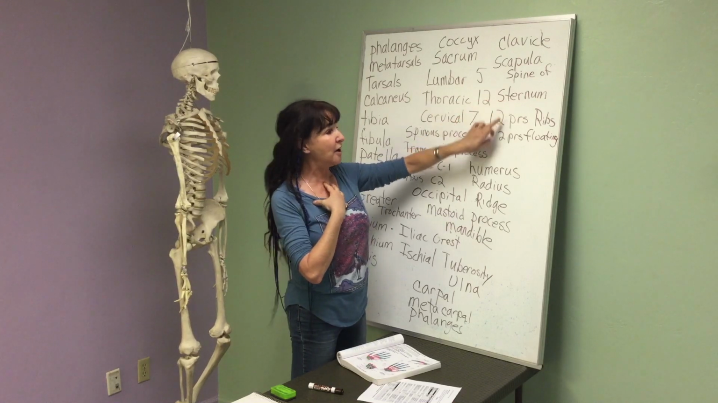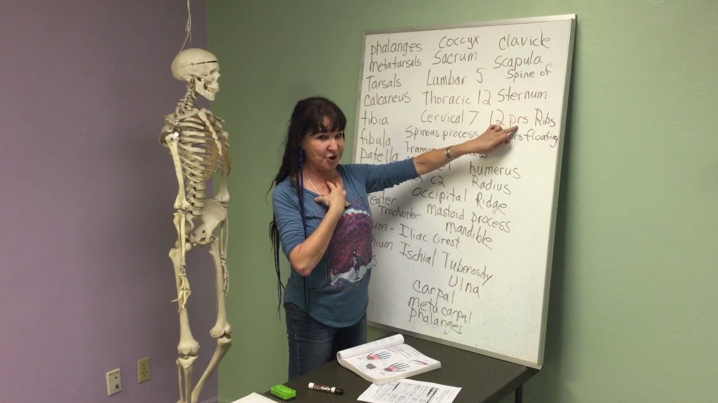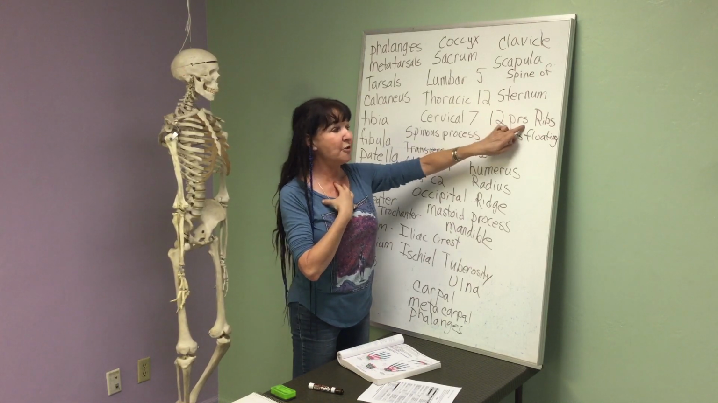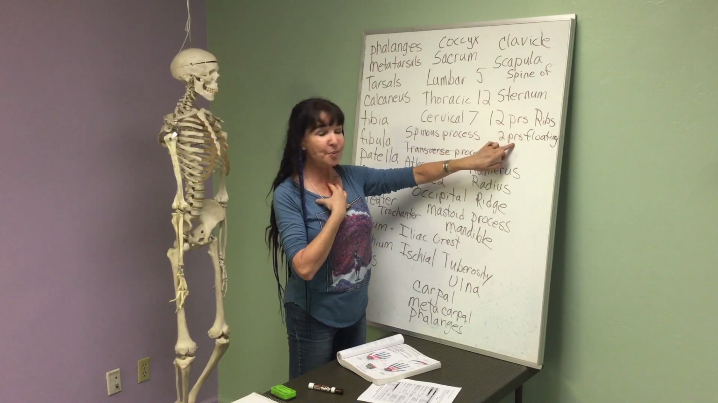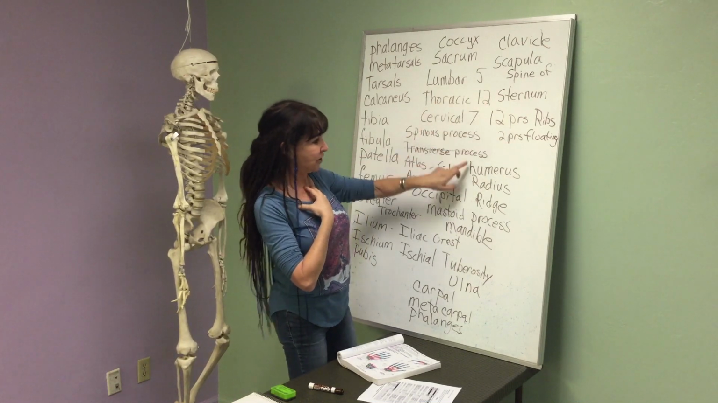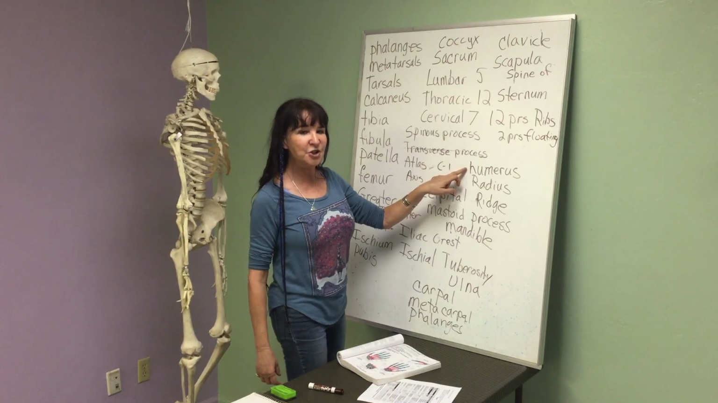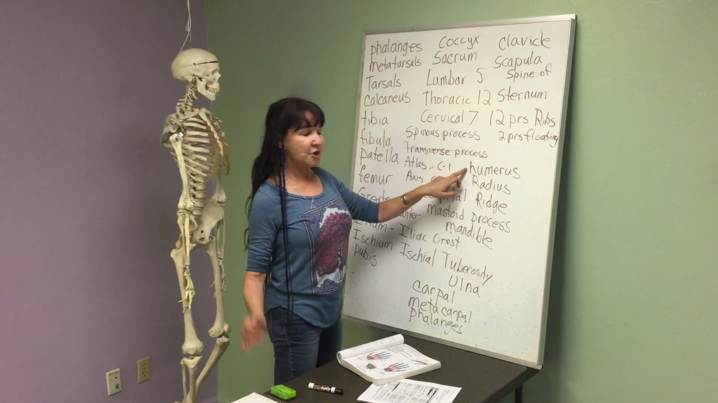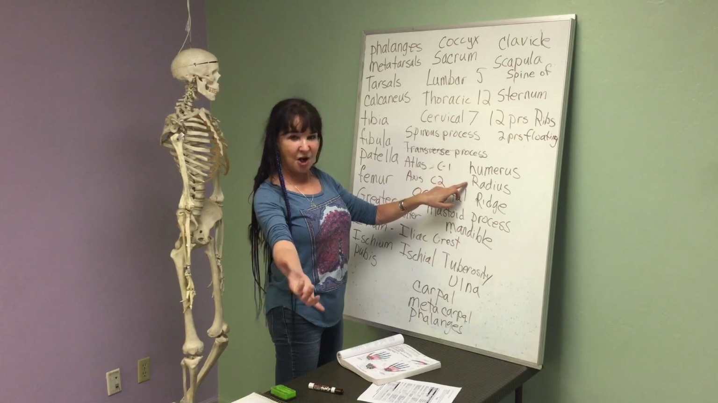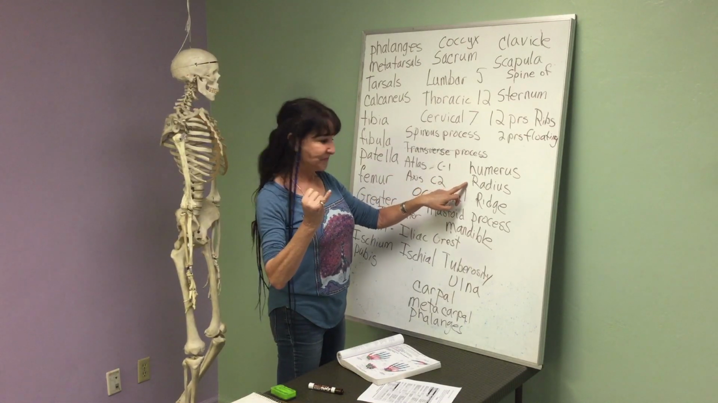You have 12 pairs of ribs, 10 pairs are attached to your sternum, and 2 pairs of ribs are floating. That brings us to the humerus. The humerus is the proximal bone in your arm. Your distal arm has, on the thumb side, the radius, and on the pinky side, the ulna.